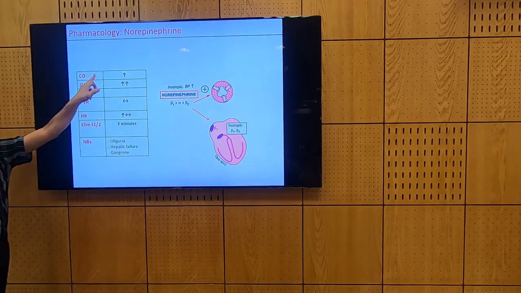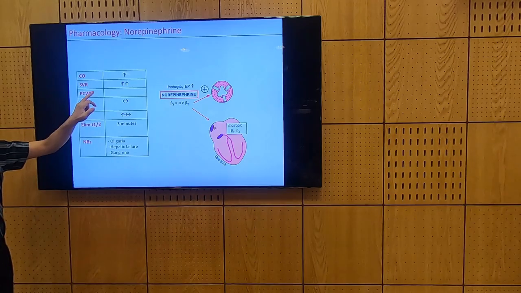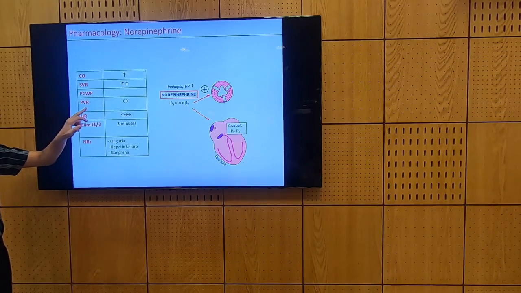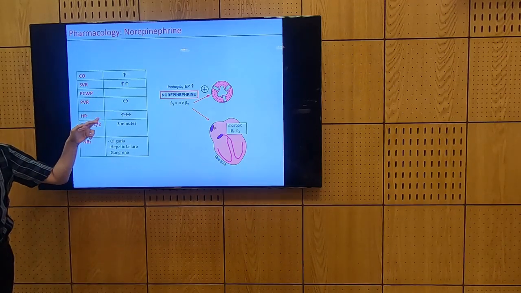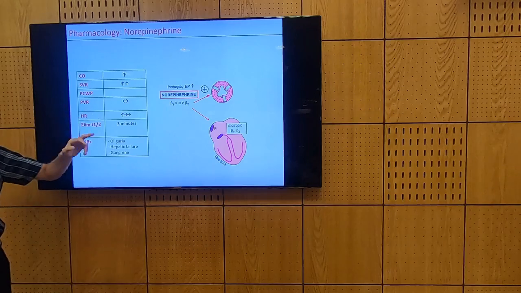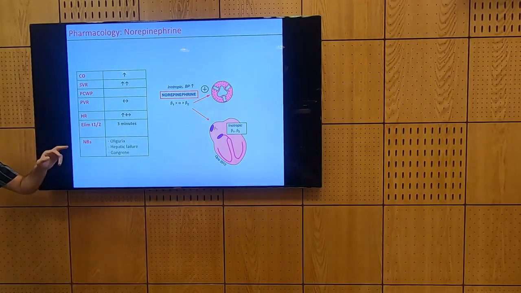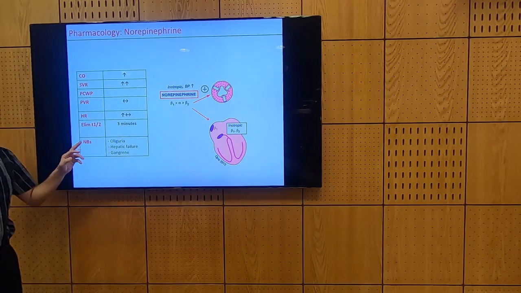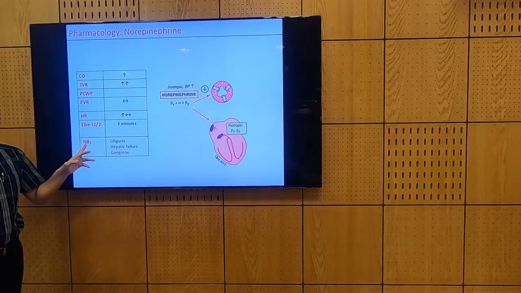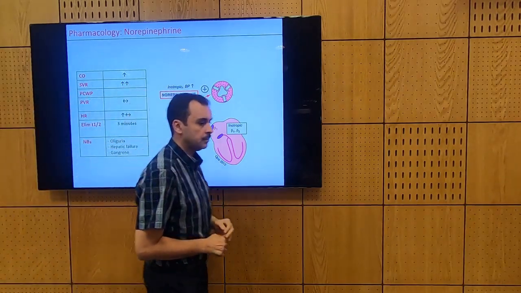So it increases the cardiac output, it increases the systemic vascular resistance in patients with hypotension and hypoperfusion. It has no impact on the wedge pressure. It doesn't have an impact on the heart rate. Why? Actually, it may cause bradycardia because the vasoconstriction induces reflex bradycardia. Short half-life, however, when it is used in higher concentration, it may cause renal and hepatic injury.